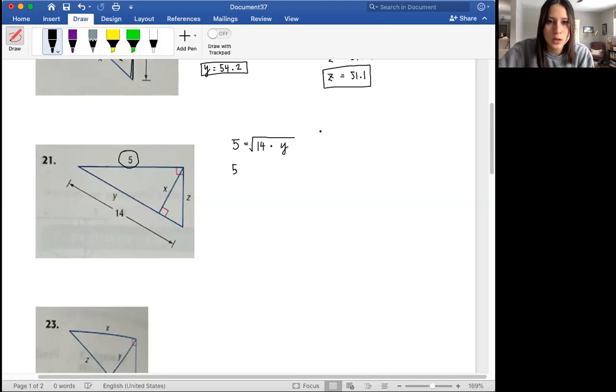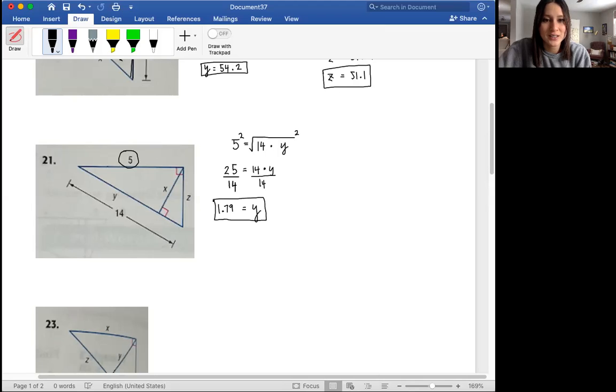So I'm going to work backwards by squaring both sides to get rid of my square root. 5 squared is 25. Now I'm just left with 14 times y. So to get rid of 14, divide both sides by 14. And then your answer is about 1.79. So that picture is really not drawn to scale, right? 1.79 is y.